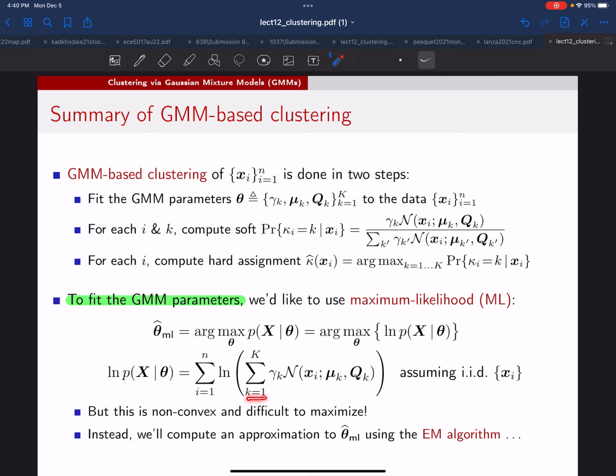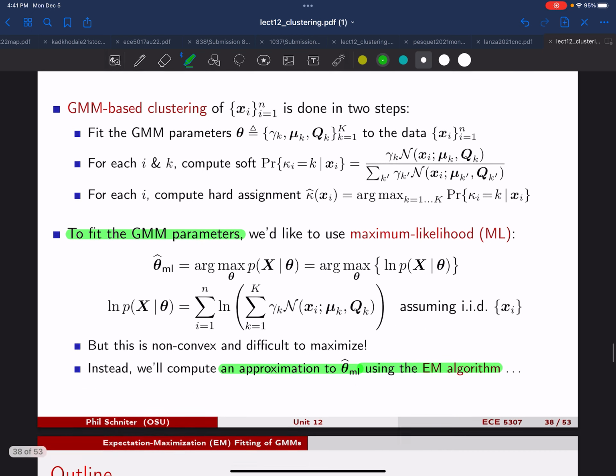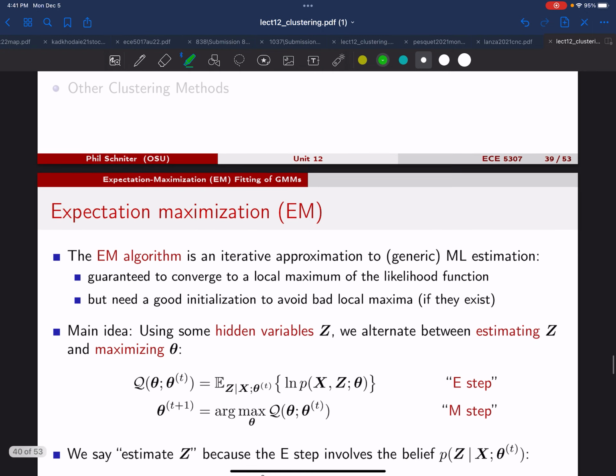But when you have a sum of Gaussians, there's really no way to simplify it. So this is actually a difficult non-convex optimization problem. If you try to optimize it, it's very prone to local minima or local maxima. So it's not something we can do directly. So instead of using maximum likelihood, we're going to use an approximation to maximum likelihood called the expectation maximization algorithm, the EM algorithm. Okay, so that's the next topic of discussion.